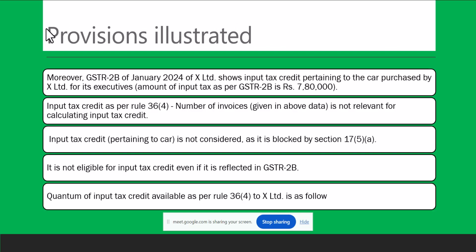Moreover, GSTR 2B of January 24 of X Limited shows input tax credit pertaining to the car purchased by X Limited for its executive. Amount of input tax as per GSTR 2B is 7,80,000. Input tax credit as per Rule 36(4) given in the above data is not relevant for calculating input tax credit. Input tax credit pertaining to the car is not considered as it is blocked by Section 17(5)(a). It is not eligible for ITC even if it is reflected in GSTR 2B. Quantum of input tax credit available as per 36(4) to X Limited is as follows.